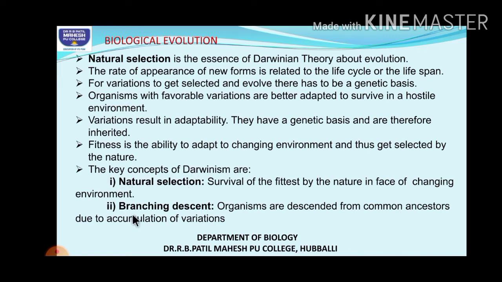See, this is also important. For 2 marks or 1 mark, they may ask you to mention the key concepts of Darwinism. It is natural selection and branching descent. Natural selection, you know, is the survival of the fittest by the nature in face of changing environment. Branching descent means what? The organisms are descended from common ancestors only, right? So because of variations, branching in the sense one organism is giving rise to other different varieties. That is called branching descent.